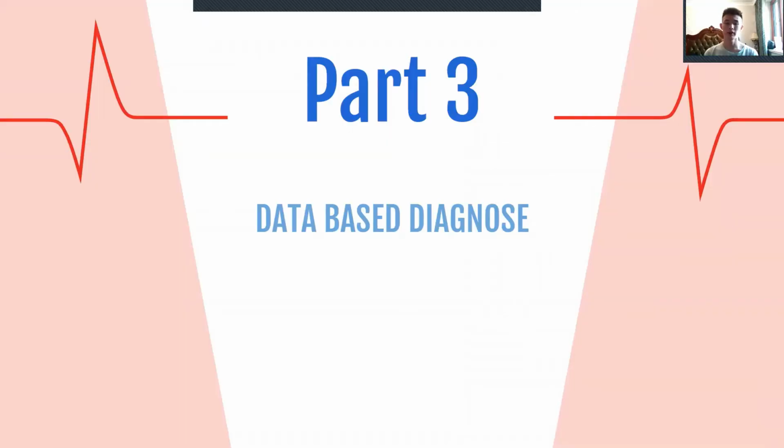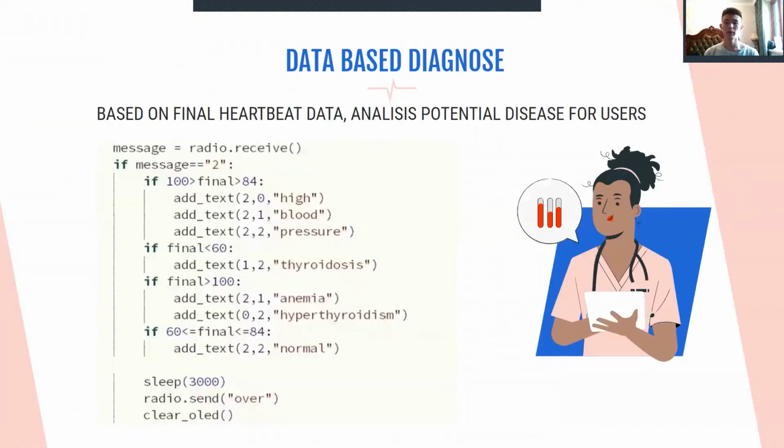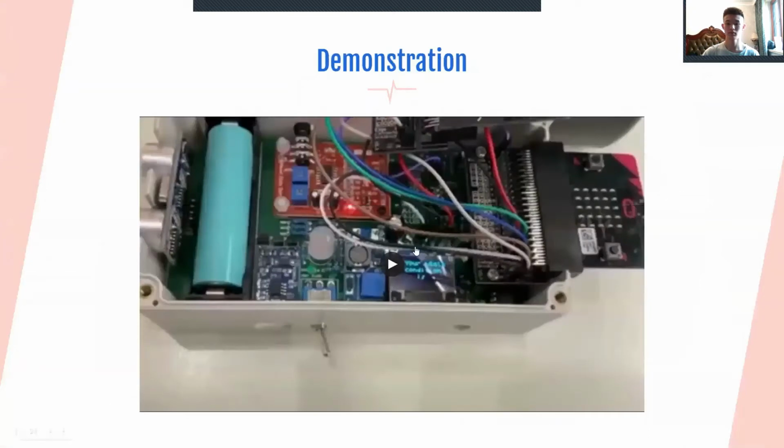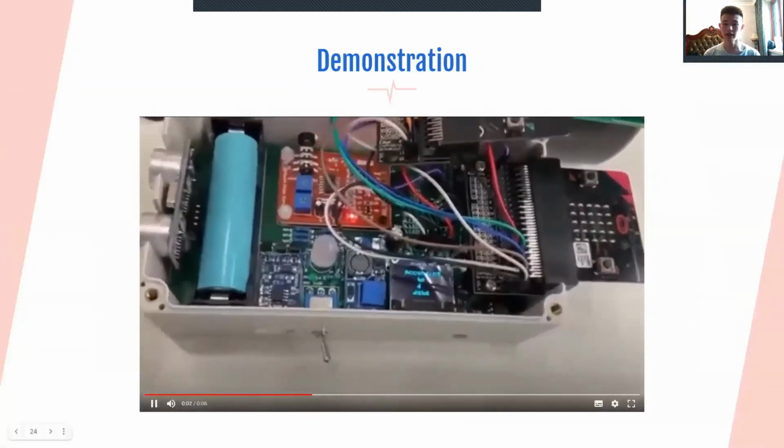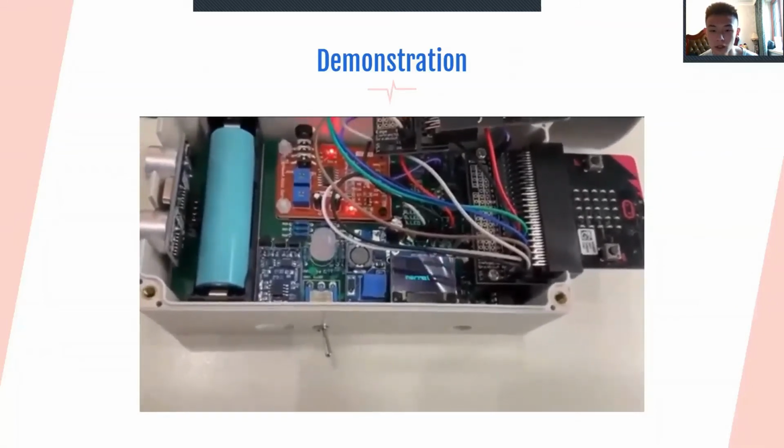Now let's move on to part 3, database diagnose. Besides the other functions we have, another function, database diagnose, is really necessary. Based on the range that the final data falls in, for example, between 100 and 84, or below 60, or between 60 and 84, the product can analyze whether you have some potential to get disease or you are normal. Let's see the demonstration video. First press the button, and on this OLED, it displays your heart condition is normal.